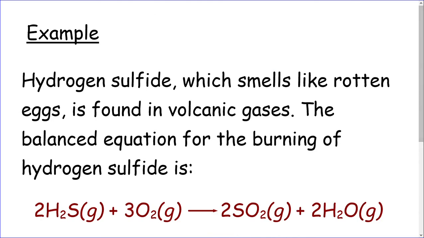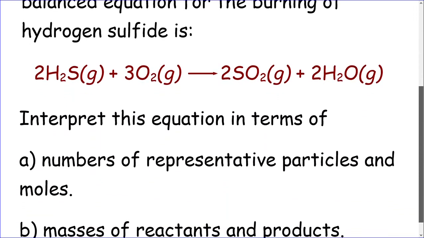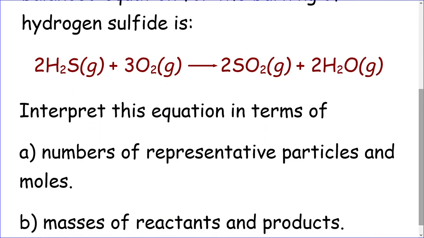And so, just as an example, at the end here, we've got hydrogen sulfide, which smells like rotten eggs and is found in volcanic gases, and we have a balanced equation for the burning of hydrogen sulfide. So we can see our balanced equation. We've got 2 H2S as a gas plus oxygen gas gives us sulfur dioxide and water as a product. So what the question is asking us to do is express this in terms of the number of representative particles and the number of moles.